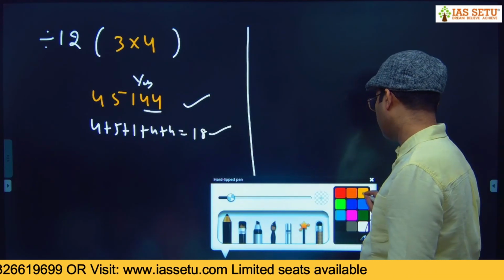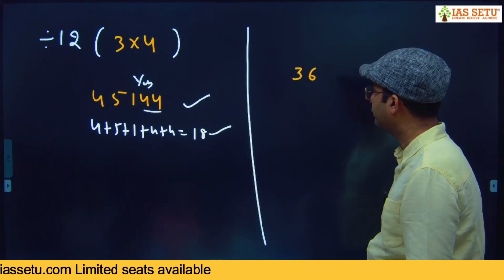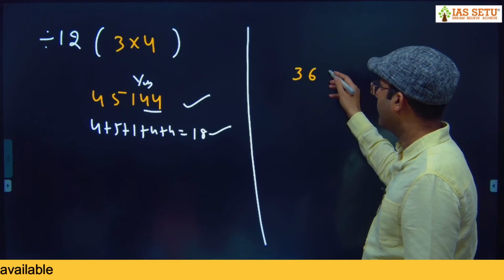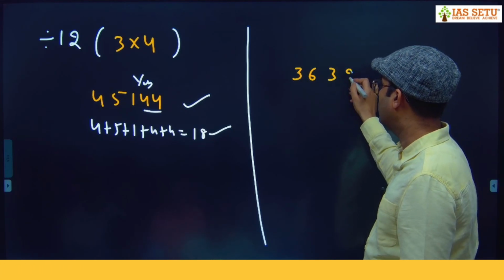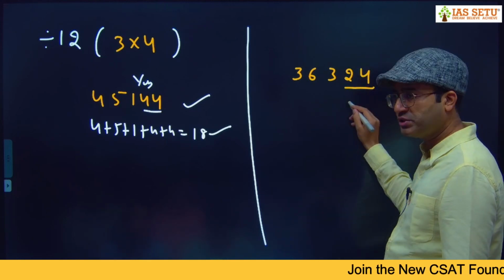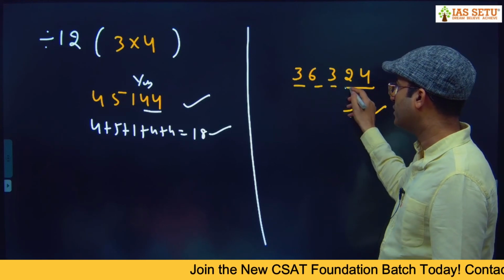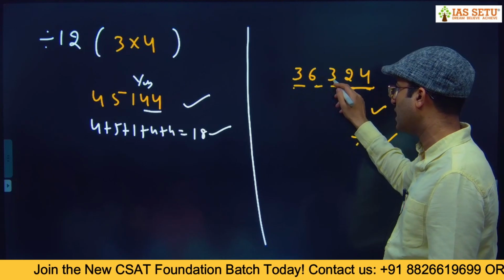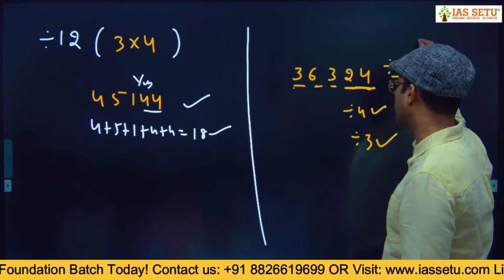Like for example, 36,324. 24 is divisible by 4. Then for 3: 3 plus 6, 9, 12, 18, ignoring the 2 plus 6 part, it is divisible by 3 also. So here this number is divisible by 12.